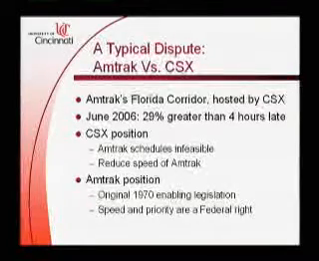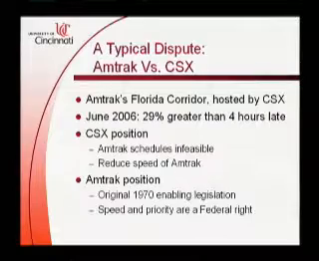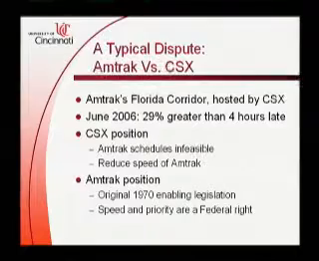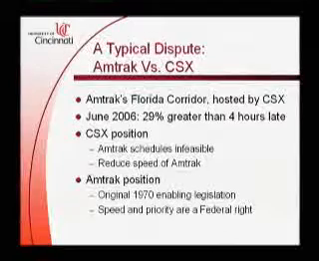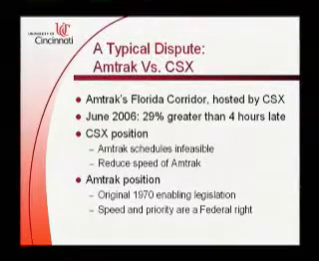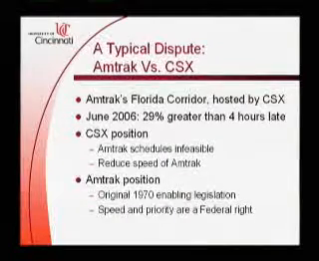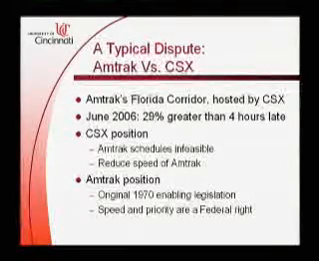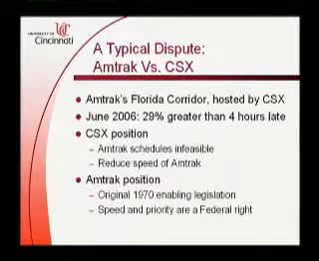And they had a meeting to discuss this problem, and CSX took the position that the Amtrak schedules were really infeasible and that it was really necessary for Amtrak to reduce the speed of their trains. And now Amtrak took a much stronger opposing position. Amtrak has the position that their legislation, their enabling law that wrote Amtrak into existence in 1970, does in fact give them federal right to speed and priority dispatch on the freight railroad network. It is actually written into the federal books that Amtrak does have priority dispatch rights to the freight railroad network.